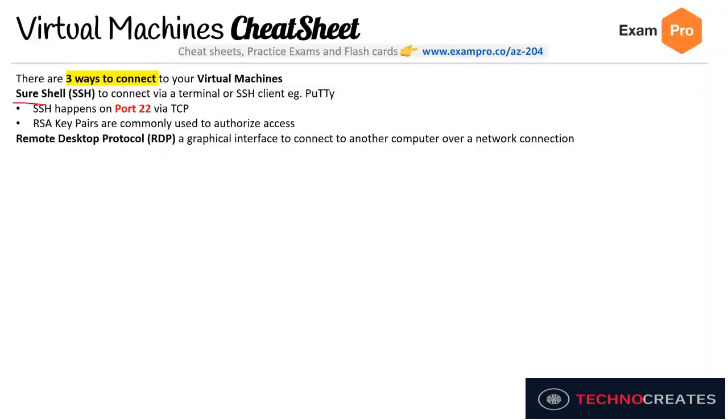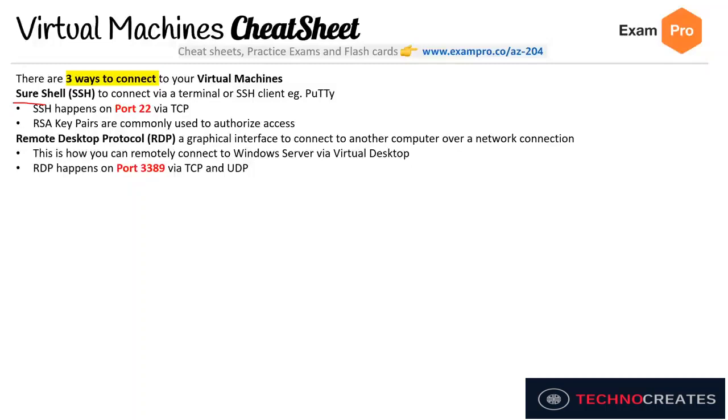There are three ways to connect to virtual machines. The first is via Secure Shell. It's not Sure Shell, it's Secure Shell. Yeah, so that'll have to get fixed at some point. SSH happens on port 22, and RSA key pairs are commonly used for authorized access. Then you have RDP, which is a graphical interface to connect to another computer over the network connection. This is how you can remotely connect to the Windows Server via virtual desktop. This happens on port 3389 on TCP and UDP. Now, I marked these red because I want you to remember these two, so make sure you know them, okay?